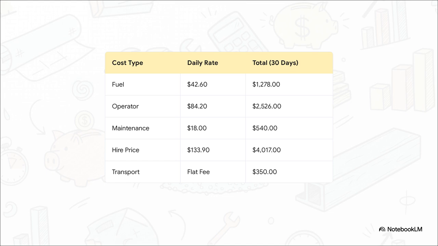The supplier quoted a higher price of $133.90 a day. Now, a novice might just multiply that by 30 and call it a day, right? But John factors in $42.60 daily for fuel, $84.20 for the operator's wage, $18 just for maintenance, and a $350 flat fee for transport. So, as you can see, the daily hire price is truly just one small piece of a much larger operational pie.